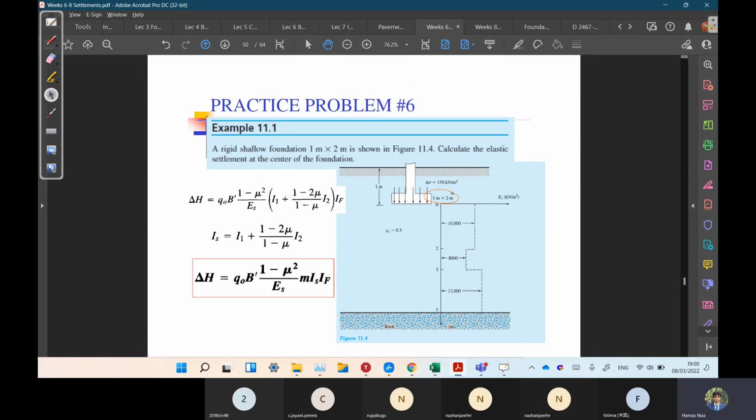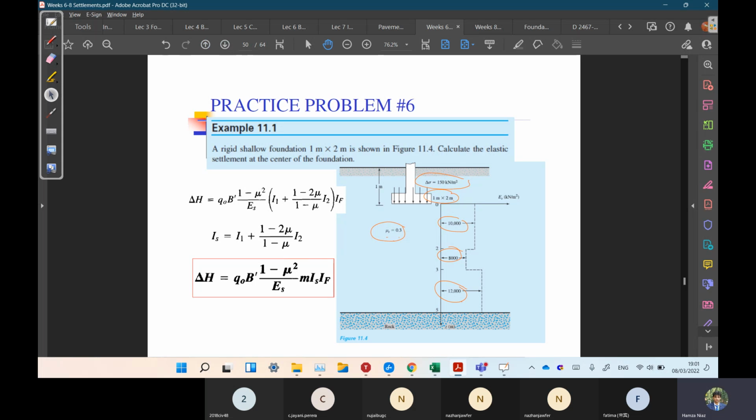Simply taking the average for this one, if we see this question, this one is the foundation, 1 and 2 meters. This one is the contact pressure. So these are three layers. This one for the soil is 0.3. Remember, mu for soil ranges from 0.3 to 0.5; we can assume any value in between. 800 and 1200 are the ES values given for the different layers of soil.